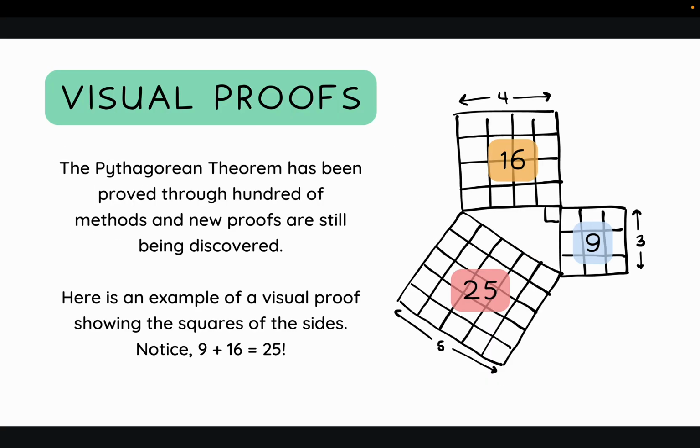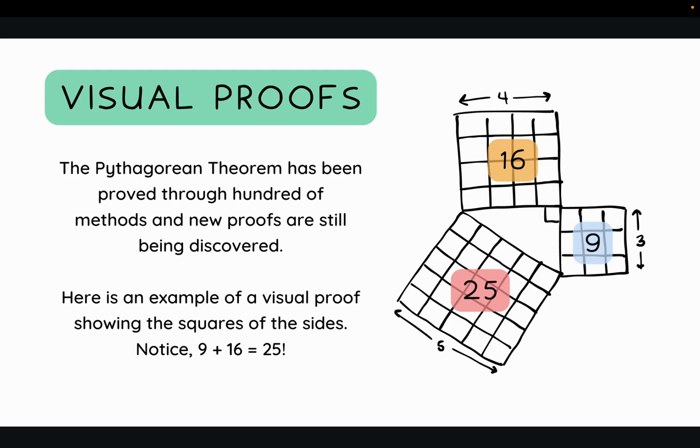Okay, so we're going to use some visual proofs. As we know, we could just learn about the Pythagorean theorem and just learn a bunch of definitions, but I think it's really good to see what the Pythagorean theorem really is through models and visual things, right? We're going to construct this model, right? We will take paper, we're going to cut it up after this so we can visually look at it. But the Pythagorean theorem has been proved through hundreds of methods, and new proofs are still being discovered.